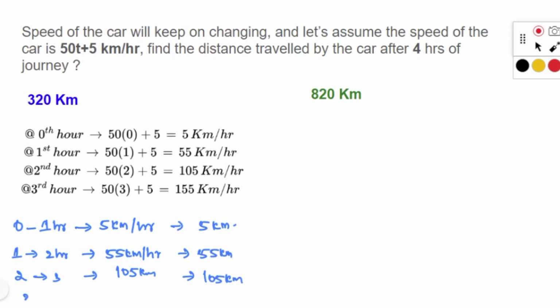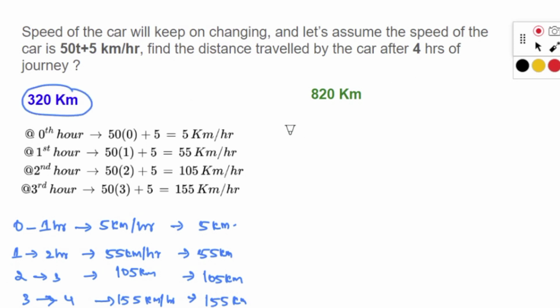So similarly, from 3 to 4, it will be going at 155 kilometers per hour, so I can cover 155 kilometers. So if you sum up all these answers, you will get 320 kilometers.